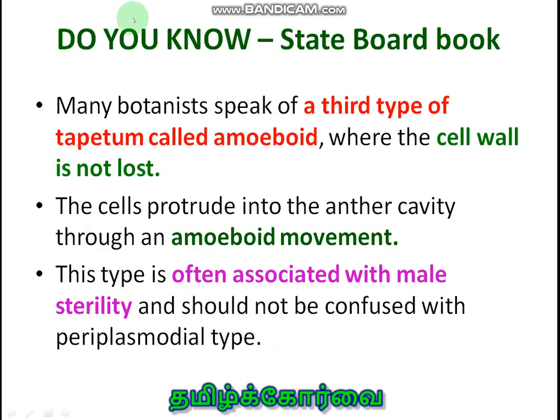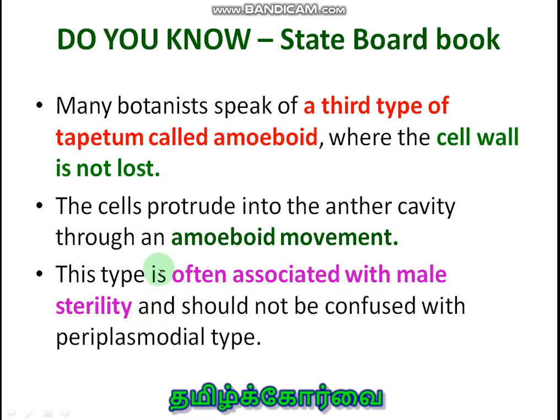In the box of the state board book, do you know the box of the state board book? One more tapetal type is also recognized. It is called amoeboid tapetum. In this amoeboid tapetum, protrusions occur like pseudopodia, which enter into the sporogenous tissue, and it is often associated with male sterility. It may kill the pollen grains or inactivate the pollen grains.